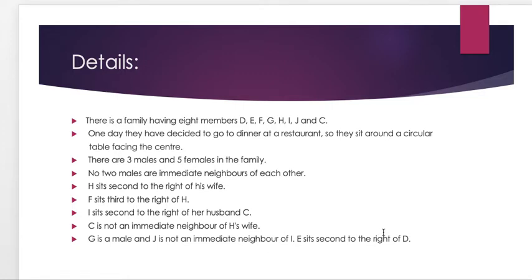H sits second to the right of his wife. F sits third to the right of H. I sits second to the right of her husband C. C is not an immediate neighbor of H's wife. J is a male and J is not an immediate neighbor of I. E sits second to the right of D. These are the given details.